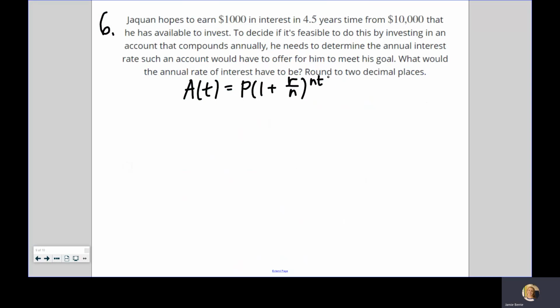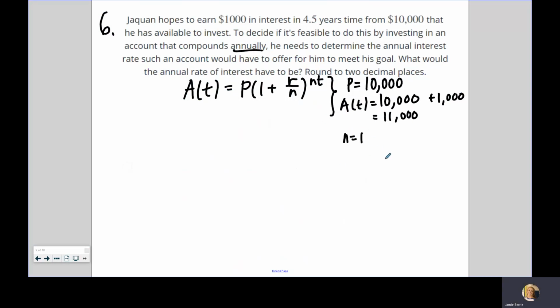All right, let's write down what we know. We know that the principal that he's investing is $10,000. We know that he wants to earn $1,000 in interest. So that means he wants his future value to be the principal, which is $10,000, plus $1,000 in interest. So that's $11,000. We do not know his interest rate R. We know that it compounds annually, which means one time per year. And we know that he wants to leave the money in the account for 4.5 years. So 4.5 is T.